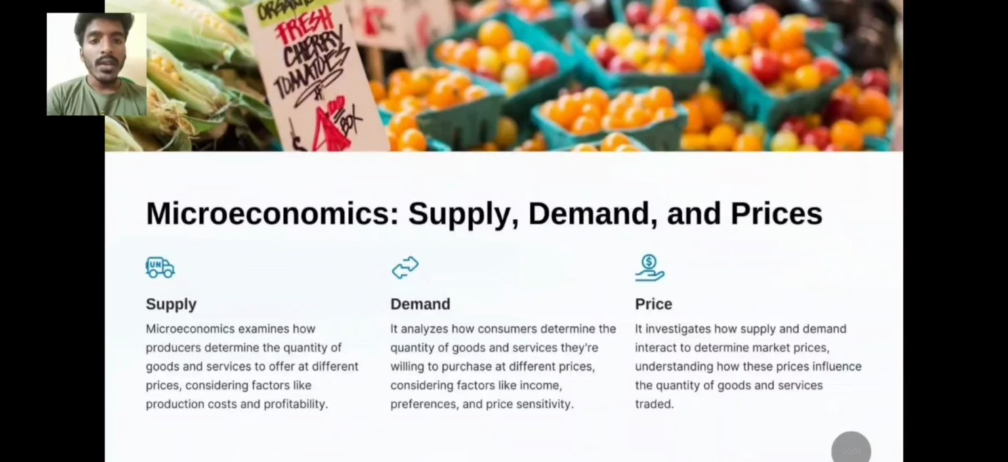Microeconomics, supply, demand, and prices. Supply. Microeconomics examines how producers determine the quantity of goods and services to offer at different prices, considering factors like production costs and profitability. Demand. It analyzes how consumers determine the quantity of goods and services they are willing to purchase at different prices, considering factors like income, preferences, and price sensitivity. Price. It investigates how supply and demand interact to determine market prices.